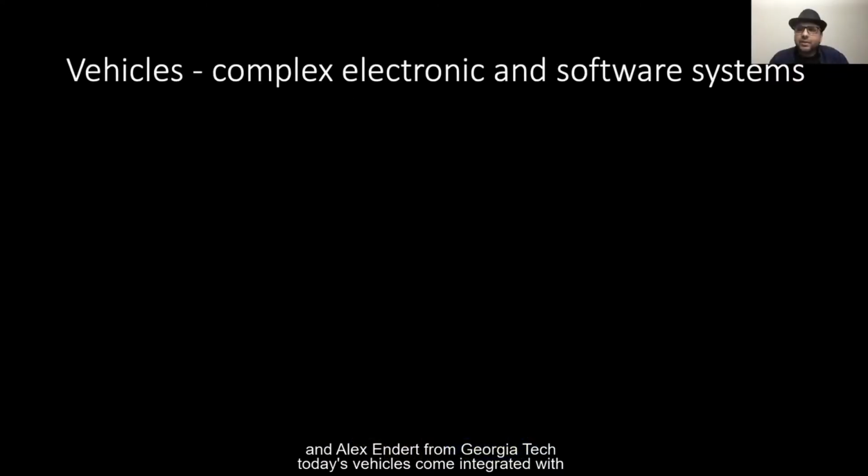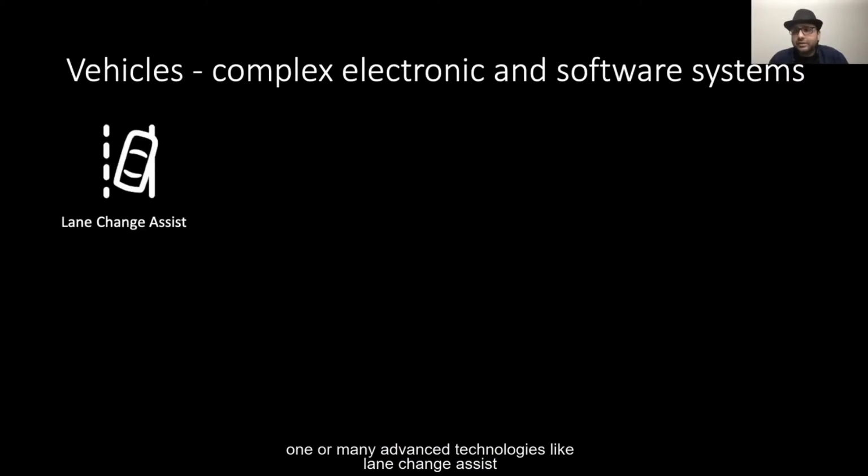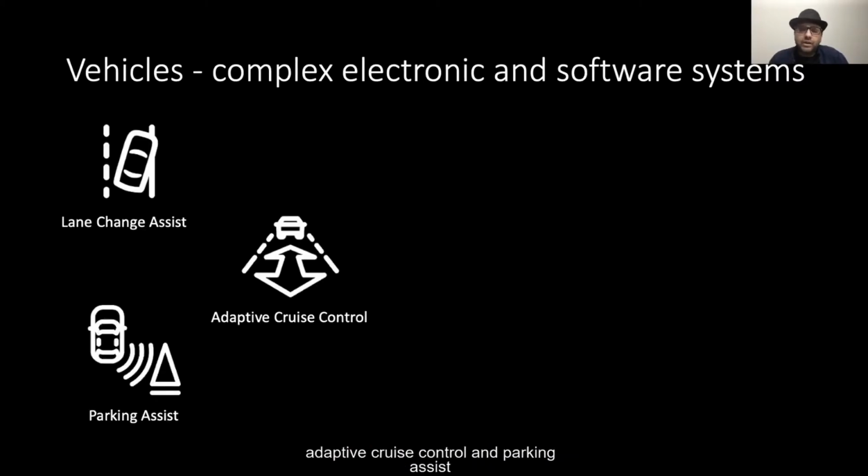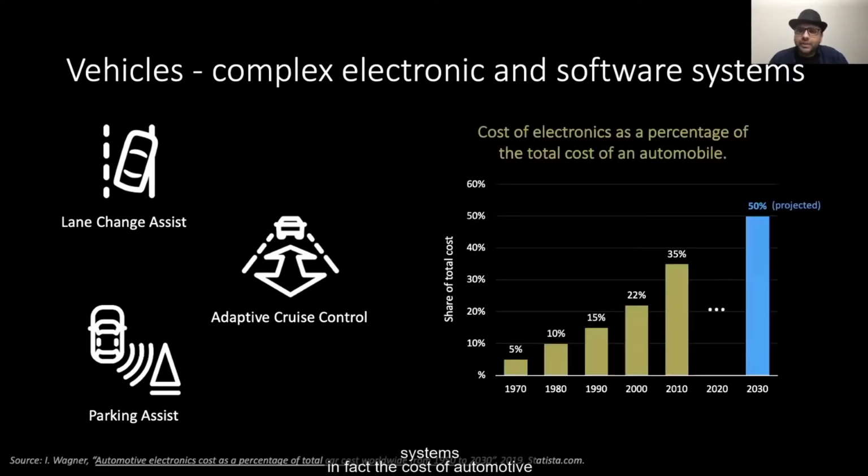Today's vehicles come integrated with one or many advanced technologies like lane change assist, adaptive cruise control, and parking assist. These technologies have transformed automobiles from mere mechanical machines to complex electronic and software systems. In fact, the cost of automotive electronics as a percentage of the total automobile cost is constantly increasing and expected to touch almost 50% by 2030.